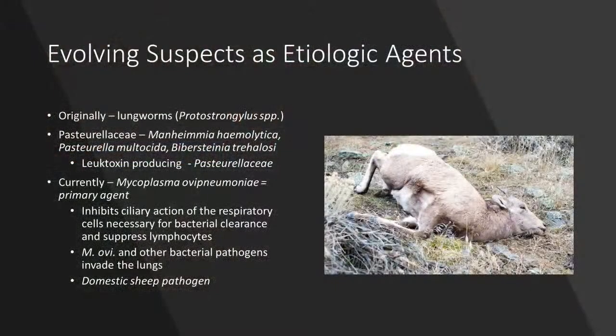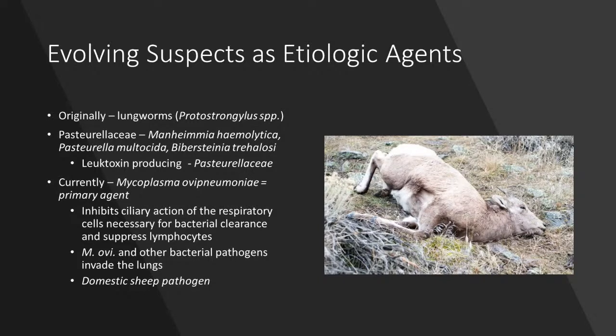So what are these etiological agents? So this is something that's been evolving through time. When we first started studying it, we thought it was these lungworms of the Protostrongylus genus. Later on, scientists decided, well, no, it's not lungworms. It's actually bacteria in the Pasteurellaceae family, particularly Mannheimia haemolytica, Bibersteinia trehalosi, and Pasteurella multocida, and particularly the ones that produce leukotoxin, which attack the white blood cells.